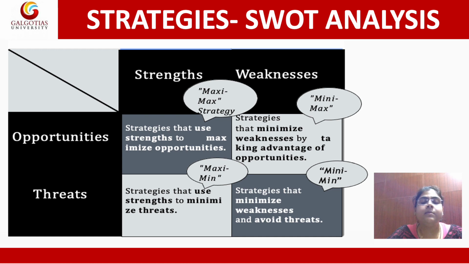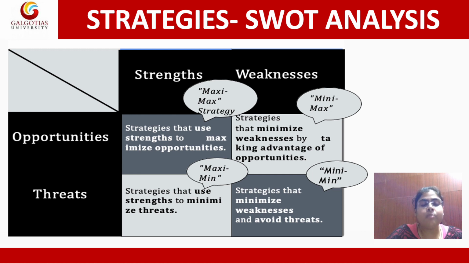The third box shows the weaknesses and the opportunities. We need to formulate strategies which minimize our weaknesses. We need to minimize our weaknesses since it's a negative thing. We need to minimize our weaknesses by taking advantage of the opportunities. In that case, we are going to use the mini-max strategy. Mini of the weaknesses and max of the opportunities.